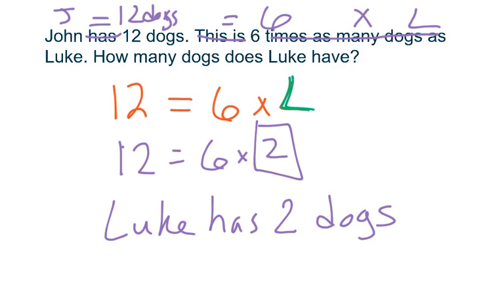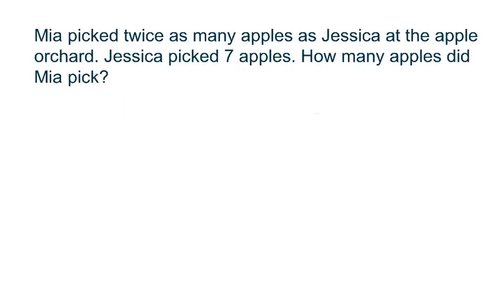I want you to solve this next one. Mia picked twice as many apples as Jessica at the apple orchard. Jessica picked 7 apples. How many apples did Mia pick? Go ahead and solve this problem. Write an equation, figure out how many Mia picked.